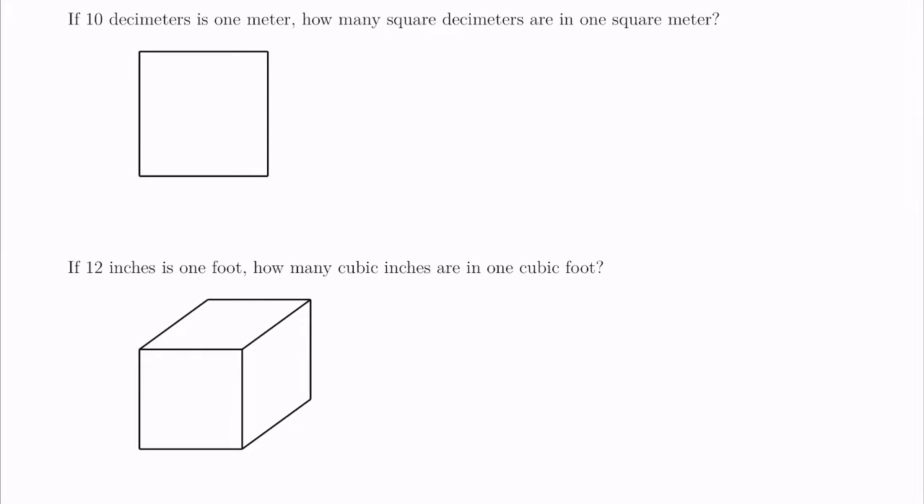If 10 decimeters is 1 meter, how many square decimeters are in 1 square meter? Well, the unit relationship that we are given is that 10 decimeters is 1 meter. So we can write that unit factor down. 10 decimeters, or 10 dm, is 1 meter, 1 m. But again, these are linear relationships. So if we take this square that is given and consider that to be 1 meter on each side, we also know that it'll be 10 decimeters on each side.